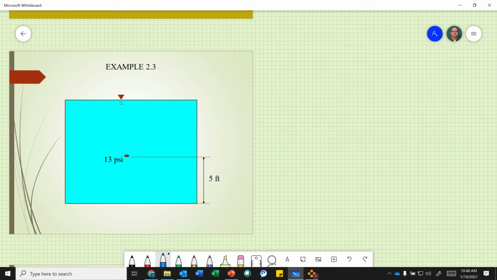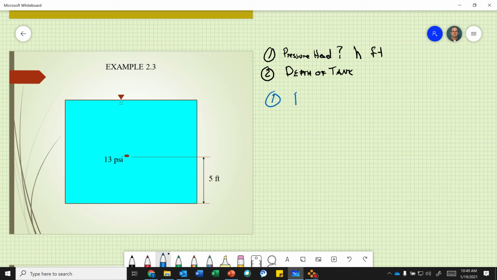Okay, so the question is, 1, pressure head. Okay, that's a question mark. So that's an H, and then that'll be in feet because we're in English units. And then what is it asking? Second question, what is the total depth of the tank? Okay, so let's answer number 1.